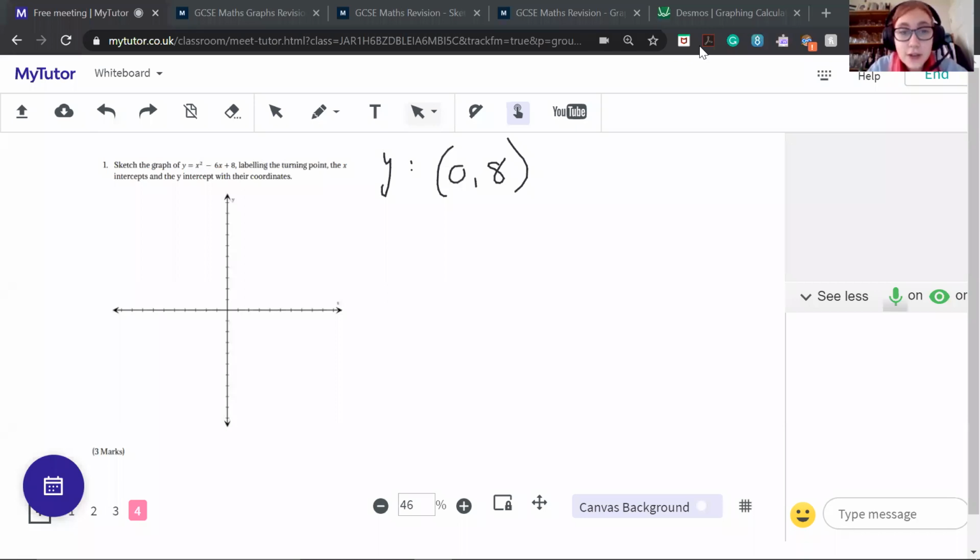Someone's also requested frequency polygons. So yes, that's a really good one as well. So I'll do some real life graphs and then frequency polygons.